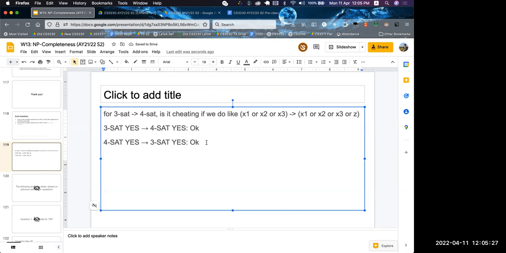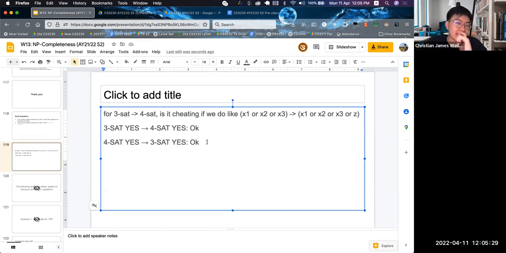Then, right, this is the tricky part, so I think this is good to mention here. For tree set to for set, this is perfectly fine. We set z to false. If any one of these is true, this one is going to be true, and it doesn't matter what z is. Correct? That's the argument for yes.